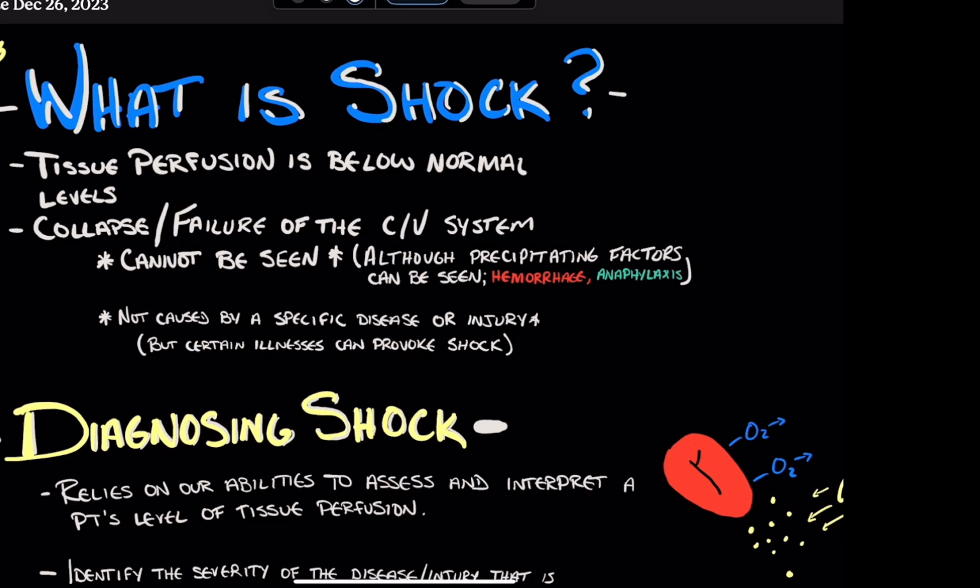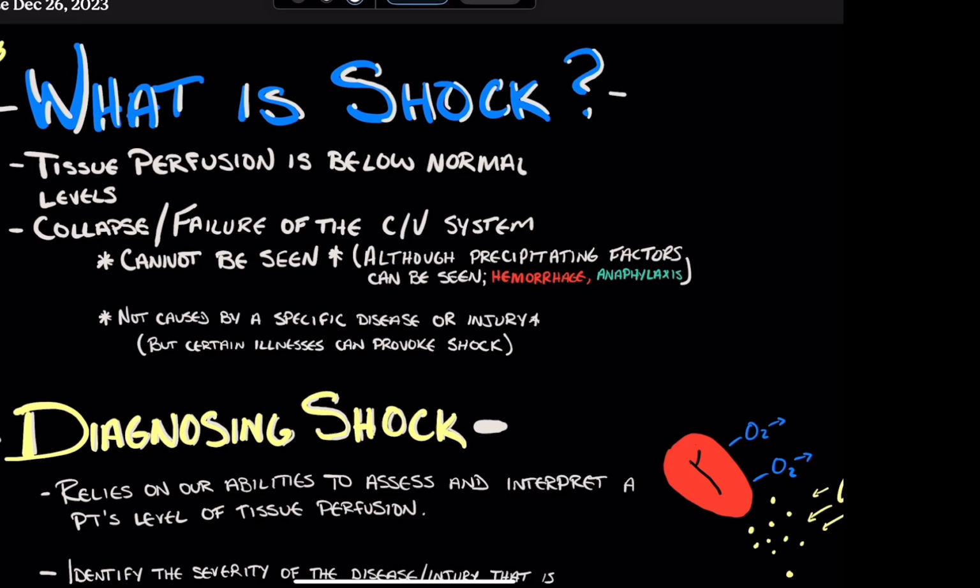Although we can look at the precursors, causes, or side effects of shock, we can never really tell from outward observation whether a tissue is being perfused or not. So it technically cannot be seen, but we can ask: is the patient experiencing anaphylaxis? Are they having a massive hemorrhage, which leads us to think they're going to be dealing with shock because their volume is being depleted?